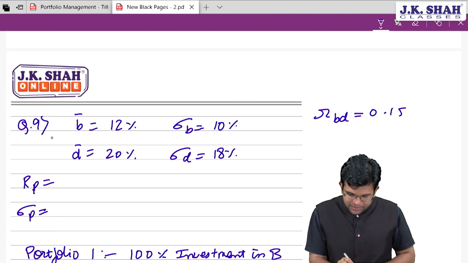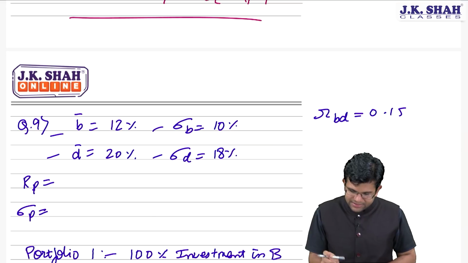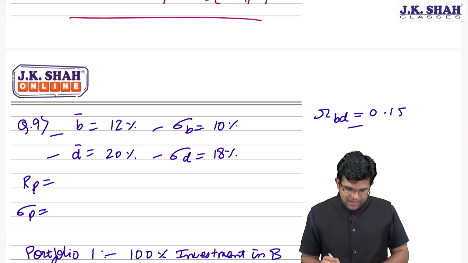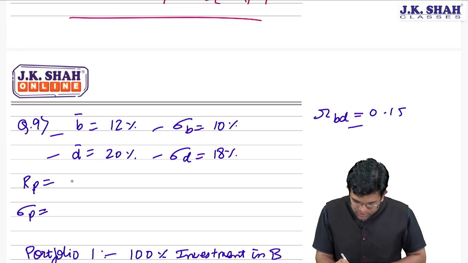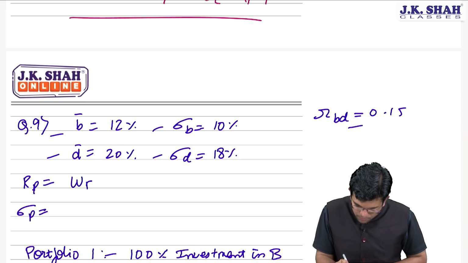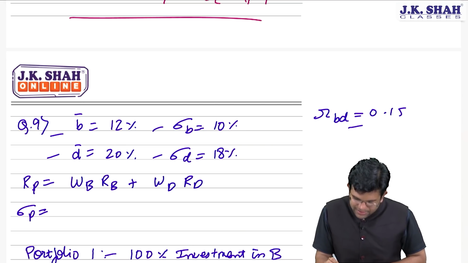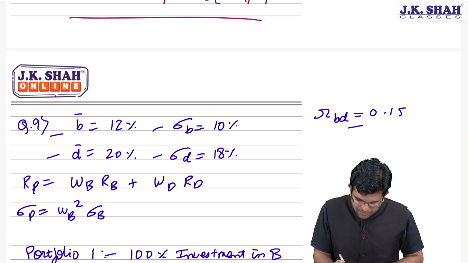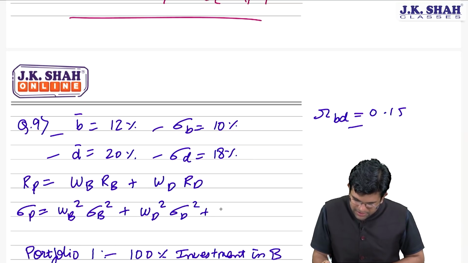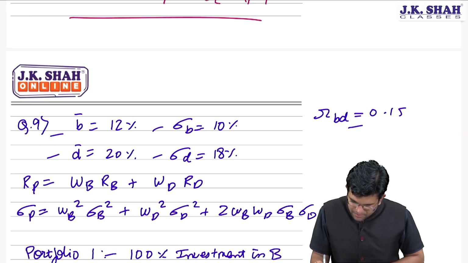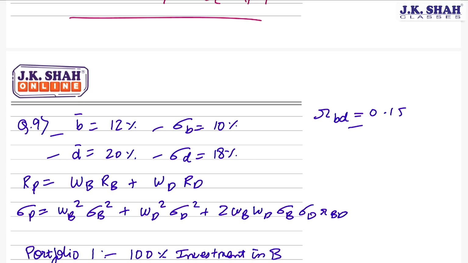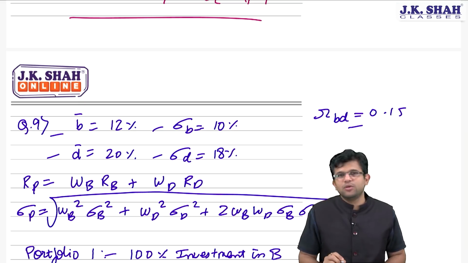So the data given is B bar, D bar, sigma B, sigma D, and RBD. Students, what is the RP formula you will be using? RP will obviously be WB RB plus WD RD, and sigma P, the big one, you will use the square root of WB square sigma B square plus WD square sigma D square plus 2 WB WD sigma B sigma D RBD. This formula you will be using.